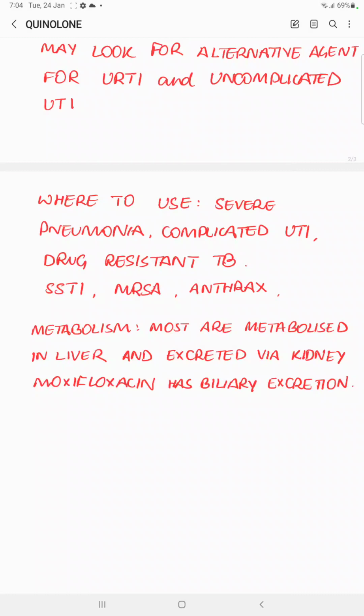So quinolones will always have a place in therapy in the intensive care, and probably one place where they find the greatest application now is in management of pneumonia and for MRSA infections.